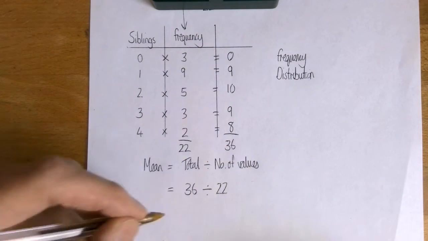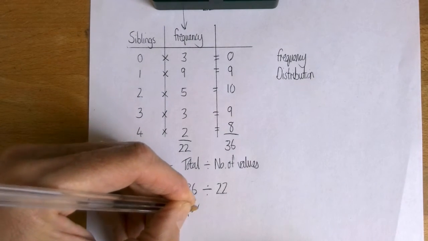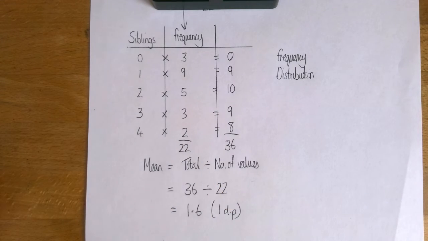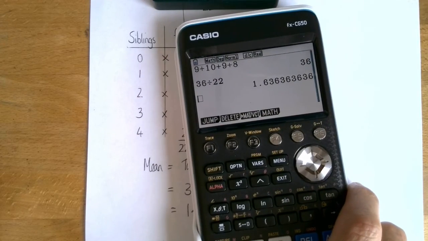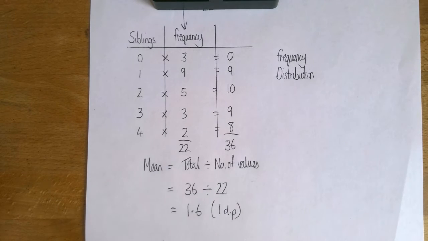You can't have a decimal number of brothers and sisters really, but I'm going to round it to one decimal place. So, and I'm going to put 1 dp, one decimal place, just to show that's what I've done. It's 1.6, if I show my calculator, it's 1.636363, that's 1.63 recurring. So I've rounded it to 1.6.